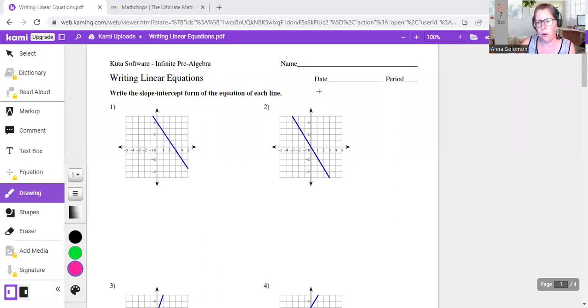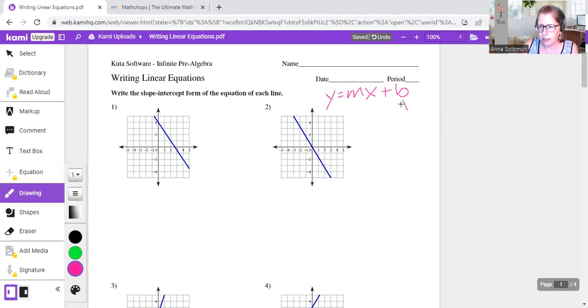So first of all, the formula that we're going to keep coming back to is y equals mx plus b. This describes a straight line. b is the y-intercept, which means that it crosses the y-axis. So that's where x equals 0. And then m is the slope.